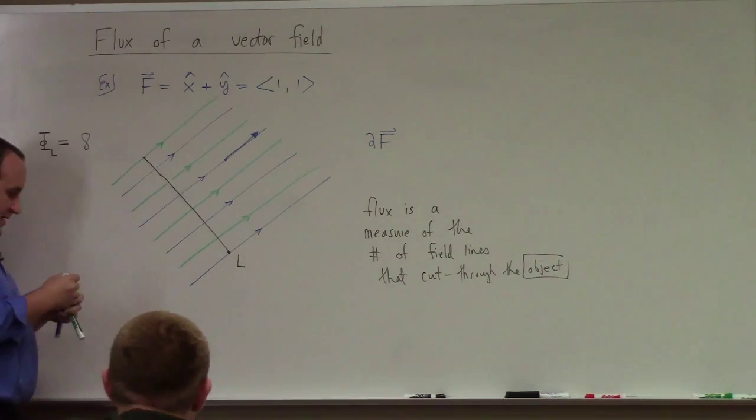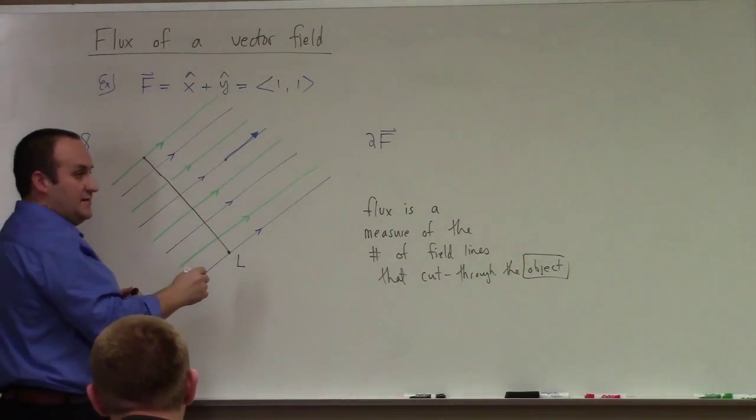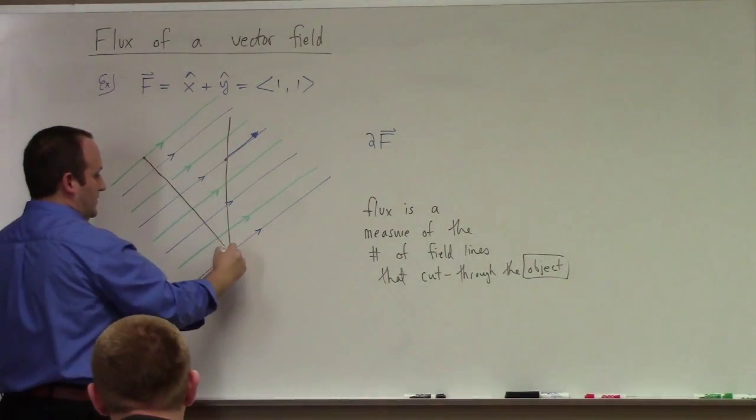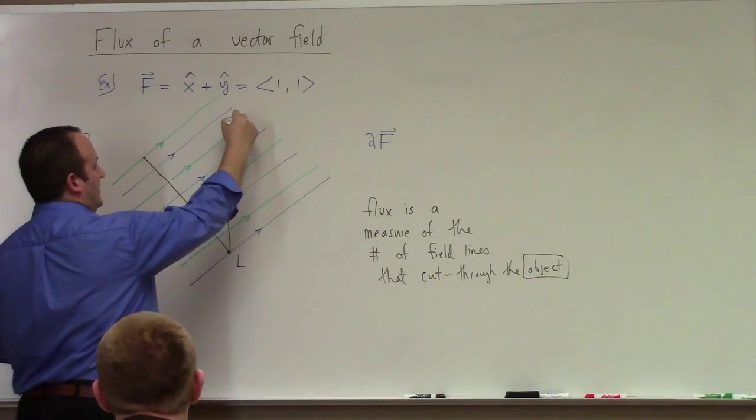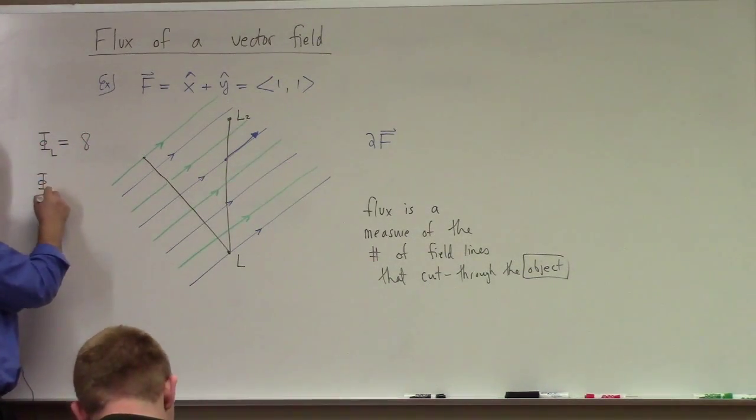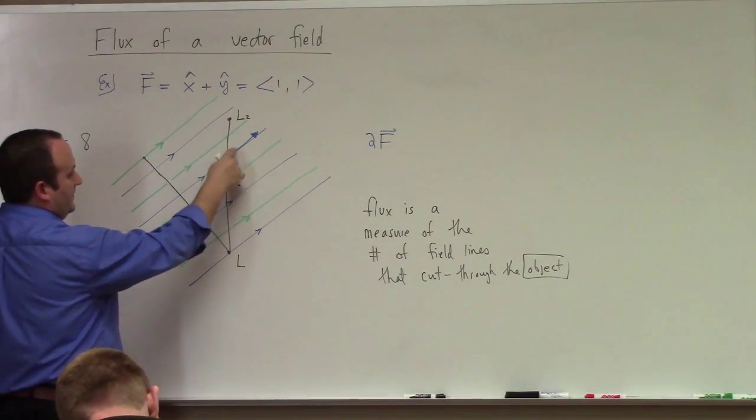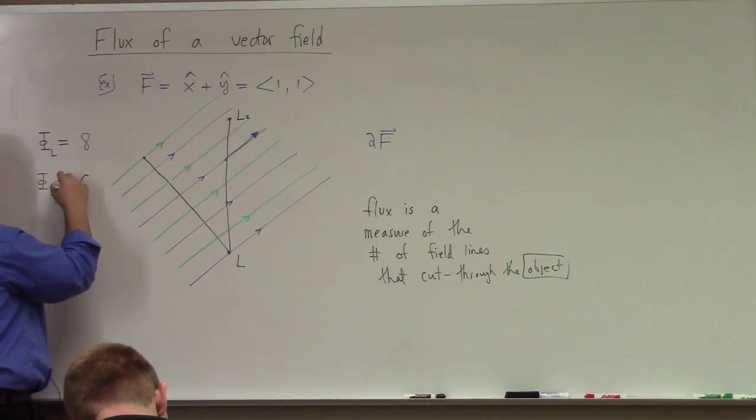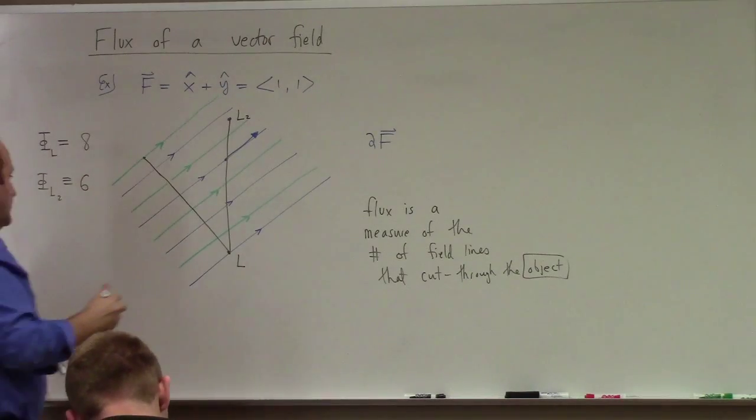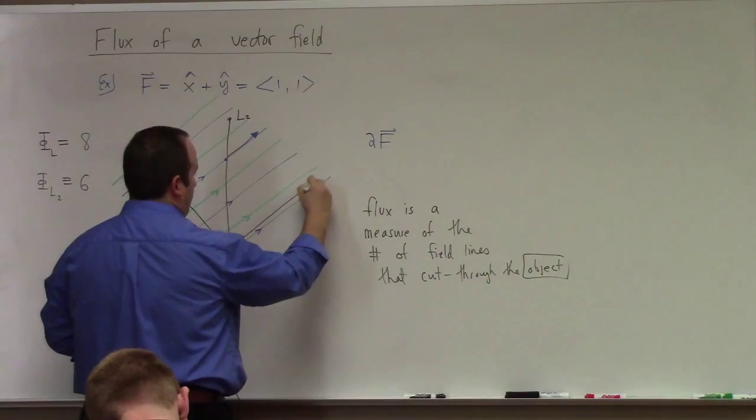On the flip side, if I was to take this line segment, the same length but at a different angle, like this one, let's call this L2, the flux through L2 would be what? Well, you can see how many cut through it: 1, 2, 3, 4, 5, 6, about 6. What if we took a line segment L3 that looked like this?